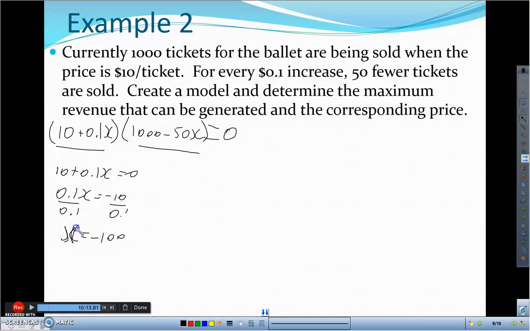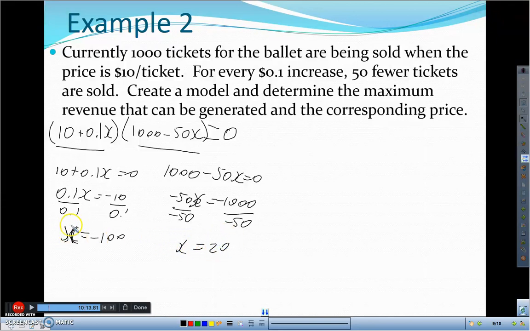There's one root. The other root is going to happen when this quantity is set to 0. 1000 minus 50x is equal to 0. Minus 50x is equal to minus 1000. We're going to divide by minus 50, divide by minus 50, and x is equal to 20.